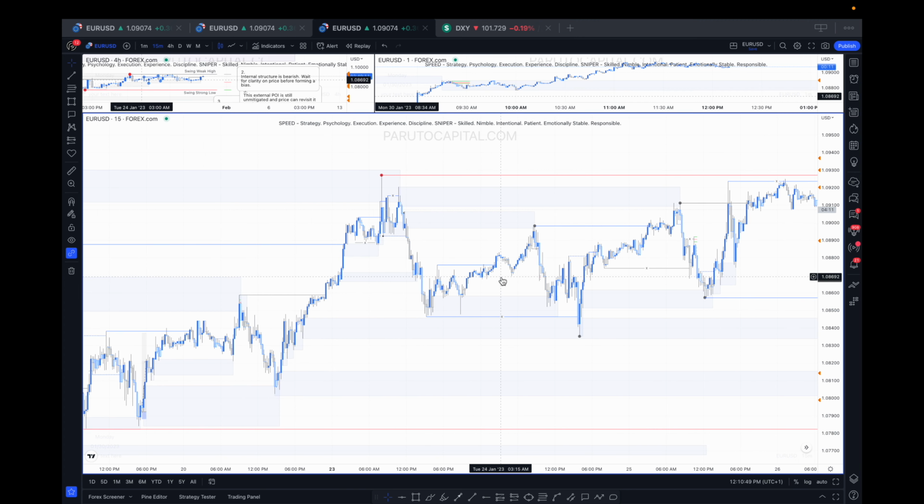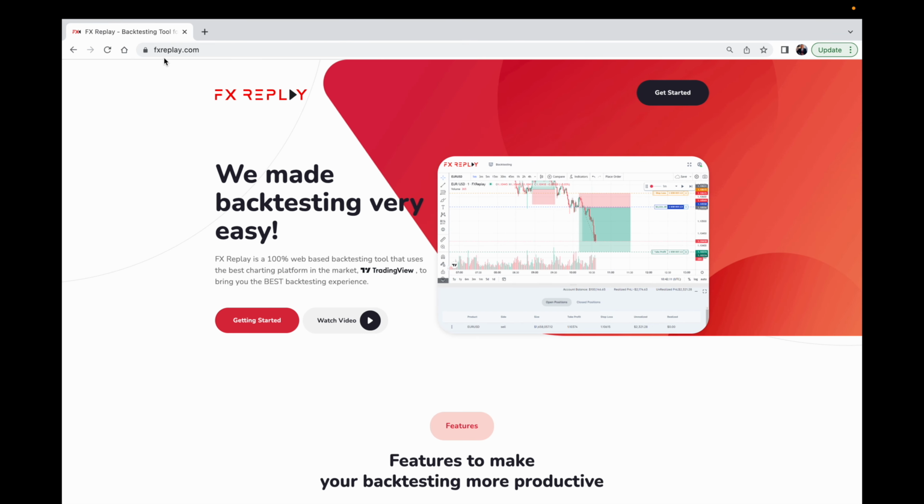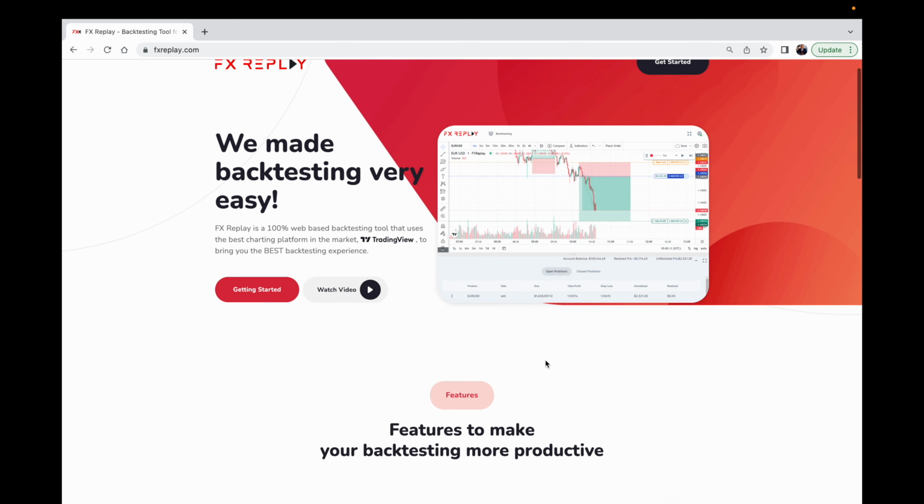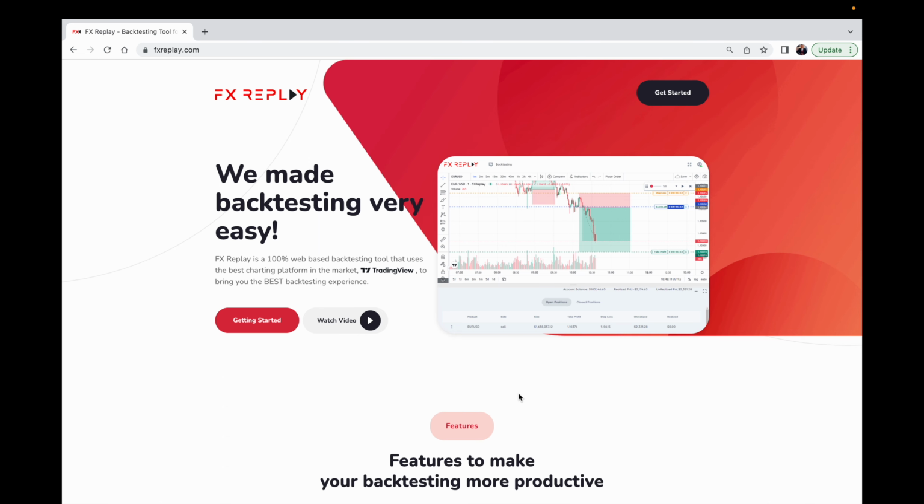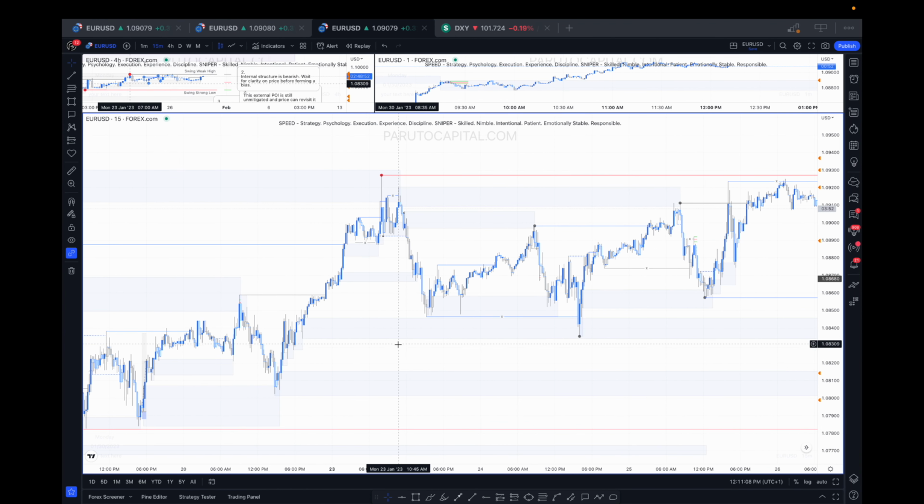Now, for the purposes of our free mentorship, we're going to be using the TradingView platform because it's free and you don't have to pay anything. There's also this software here, FX Replay, that you can use to backtest in real time. However, it's paid, but you can try it out for 5 days. They also utilize TradingView.